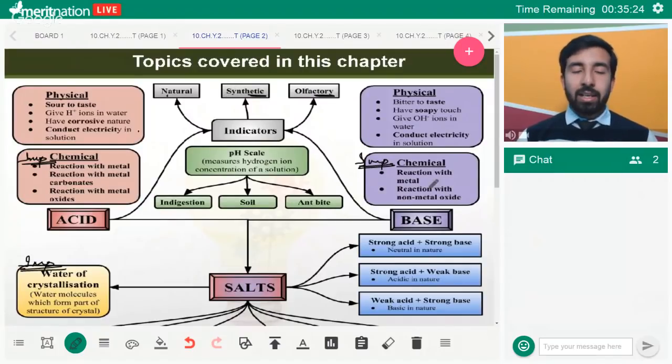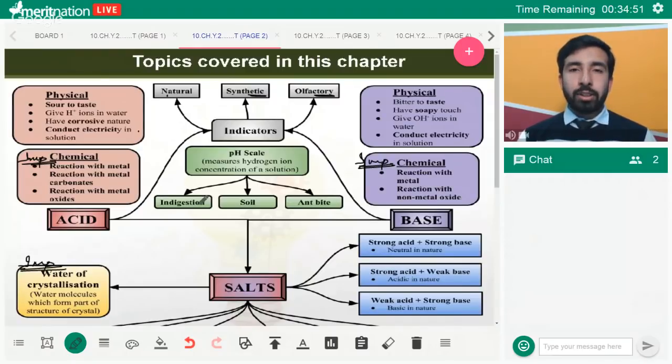Till then, let's discuss the pH scale. We all know that we generally use it to measure the pH, that means to measure the strength of an acid or base, which includes how strong an acid or how strong a base is. So that is basically a scale known as the pH scale, and it measures the hydrogen ion concentration of the solution. The importance of pH in our day-to-day life includes digestion. We all know that in our stomach, HCl is released for the digestion of food.